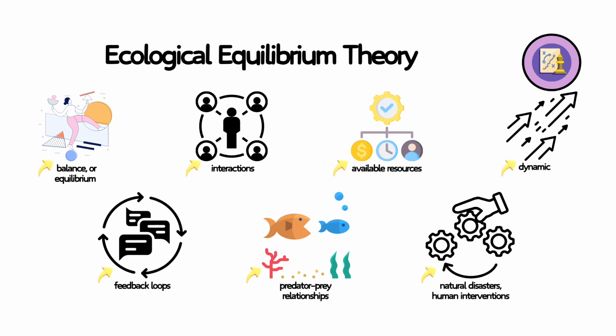This equilibrium is dynamic, meaning it isn't static or unchanging but rather involves constant adjustments and feedback loops among organisms and their environment. For example, predator-prey relationships demonstrate this dynamic balance. A rise in prey population might lead to an increase in predators, which in turn reduces the prey population, eventually leading to a decrease in predators, and so the cycle continues.